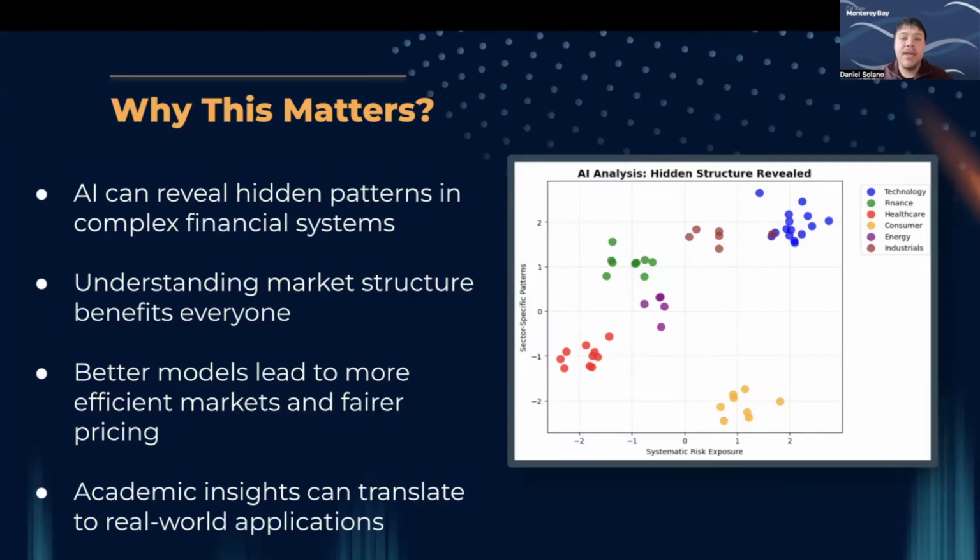So why does this matter? AI can reveal hidden patterns in complex financial systems that traditional analysis misses. Understanding market structure benefits everyone, not just traders, but anyone with a retirement account or a pension fund. And when we get a better model, we get more efficient markets and fairer pricing. As you can see in this visualization, AI analysis can take what looks like random and chaotic data and reveal clear, organized structure underneath. Academic insights like these translate directly to real-world applications that affect us all.